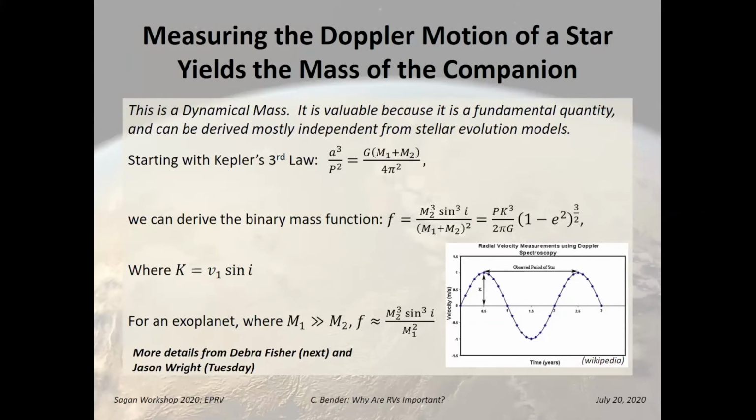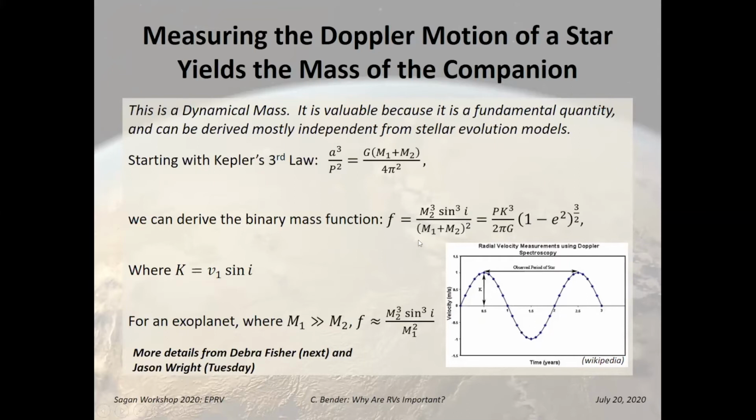So how you get there is straightforward, and I think Jason Wright tomorrow is going to go into this in more detail, but I just wanted to make sure that this was down on a slide somewhere for your reference. We start with Kepler's third law. We derive something called the binary mass function, F, which casts orbital parameters that we can measure, period, eccentricity, semi-amplitude, which is this measurement here, in terms of the masses of the star, the planet, and the inclination.